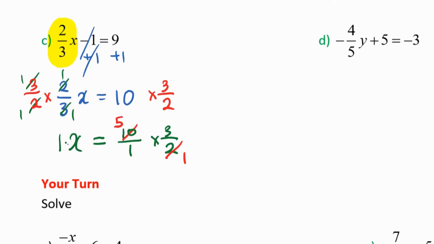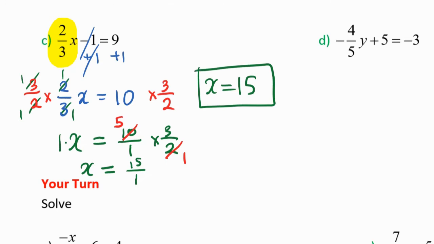Therefore, 1 times x is just x. You can omit 1 all the time. 5 times 3 is 15. 1 times 1 is 1. So x is 15 over 1. We usually omit over 1. So the final answer, x will be 15. So this is the answer. Alright?